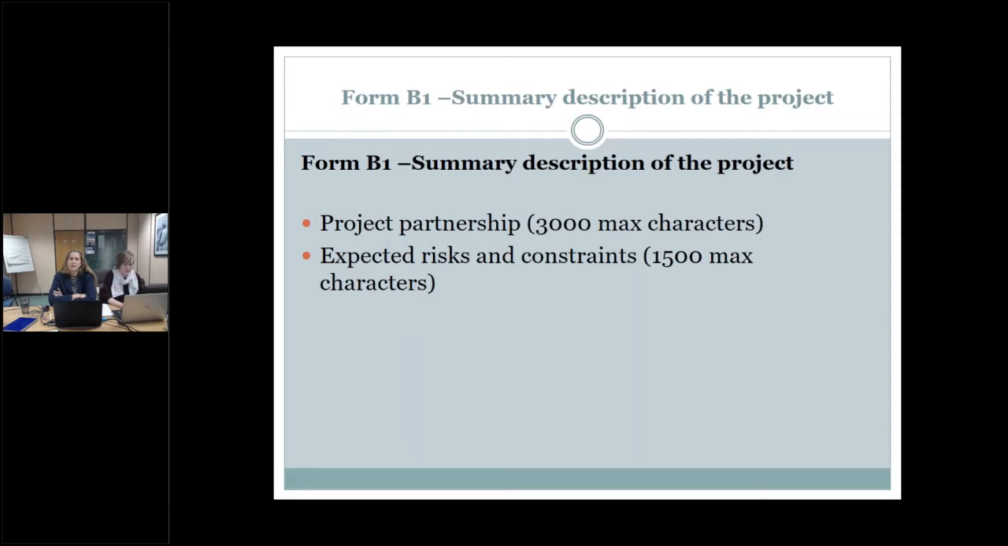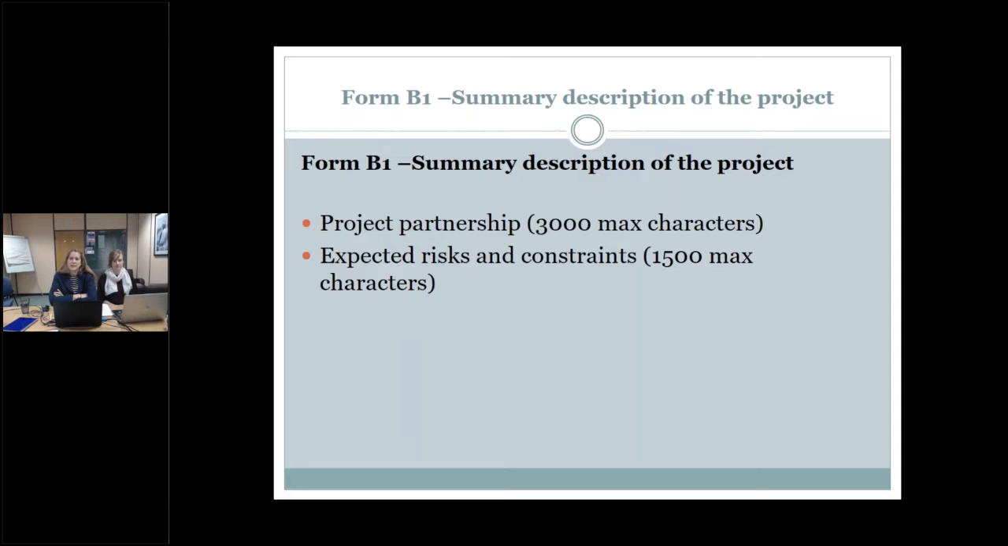Within the expected risk and constraints, you have 1,500 characters maximum, and within this section you should examine the main constraints, the limitations and restrictions and risks that may occur during the project. For example, if an action depends on the purchase of land and purchase cannot be made, could the land be leased instead? How might these be mitigated? What overarching strategy for mitigation might be implemented?